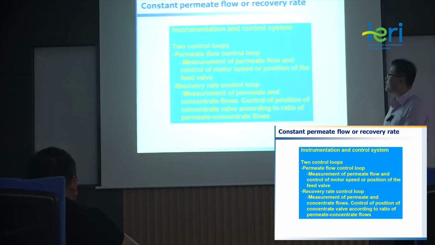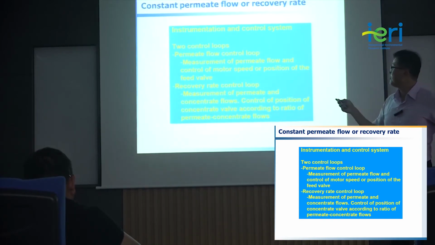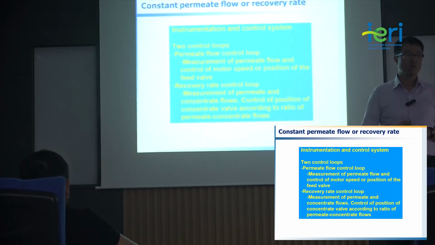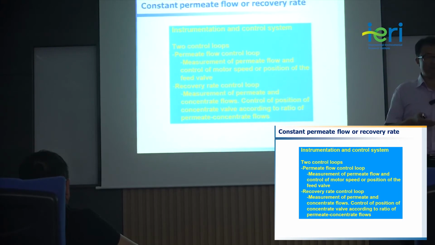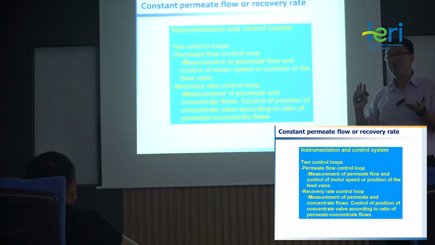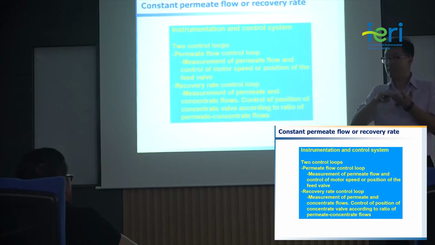Okay, this figure shows two types of operation. First one is the constant permeate flow. So if the temperature of seawater is changed, or the reverse osmosis membrane is fouled, covered by pollutants, you may get a different water production rate.